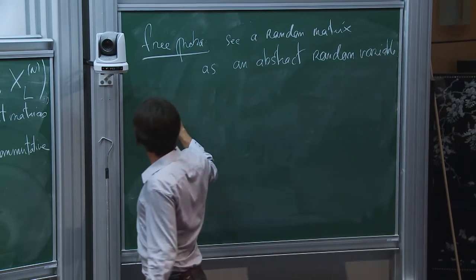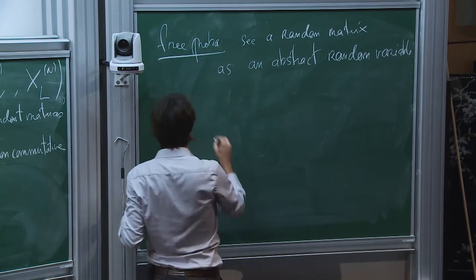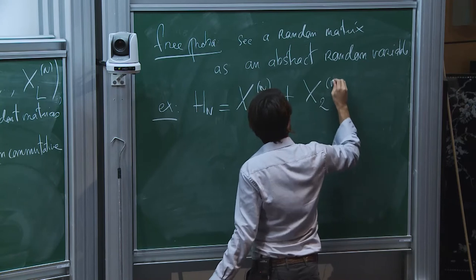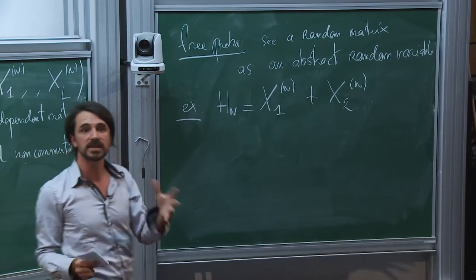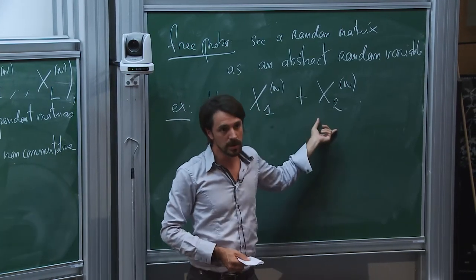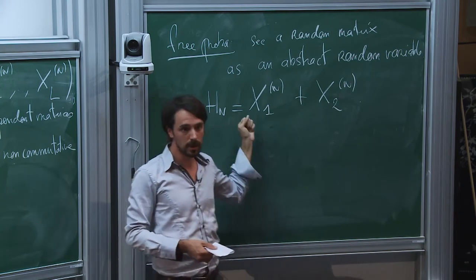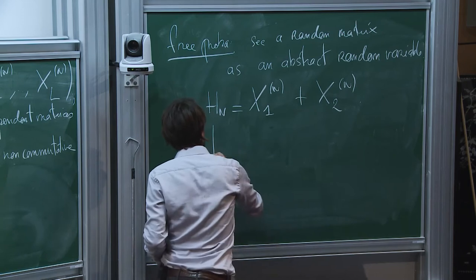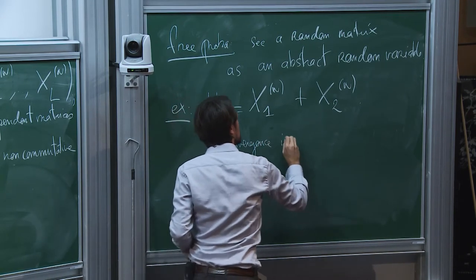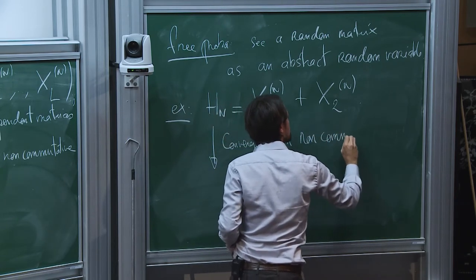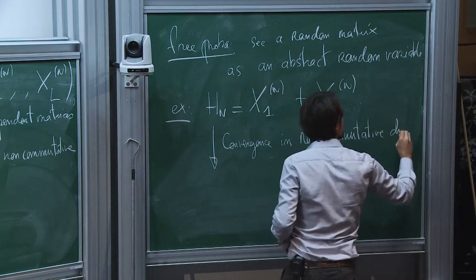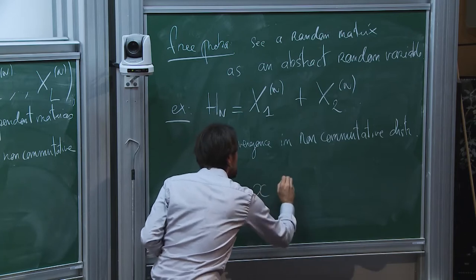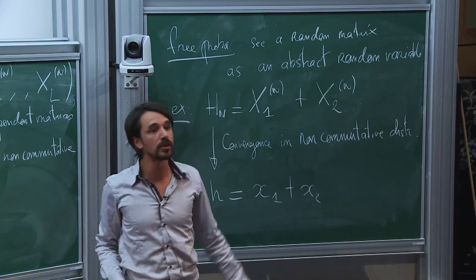And a simple example is when you are considering the polynomial which is just the sum of matrices. Say we have Hn, which is the sum of two independent matrices. In the context of classical probability, if you have the sum of two independent random variables, the distribution is called the convolution of the distribution of X1 and the distribution of X2. In the limit when n is large, we will have a notion of convergence in non-commutative distribution, which allows us to introduce an abstract object, H, that belongs to an algebra and can be written as the sum of two non-commutative random variables.